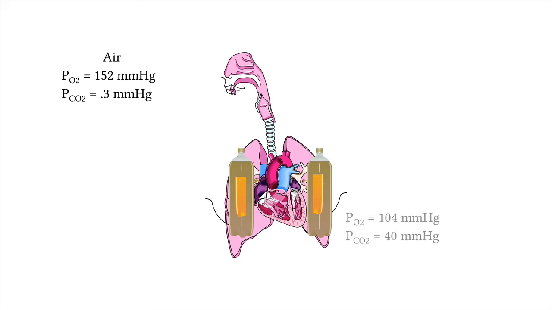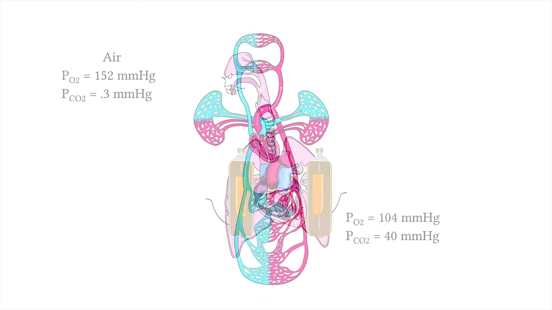In fact, in the alveoli, the partial pressure of oxygen is about 104 millimeters of mercury, and the partial pressure of carbon dioxide is about 40 millimeters of mercury. Can you see the difference from before? Now, nitrogen amounts will not change because that gas doesn't interact with the body.